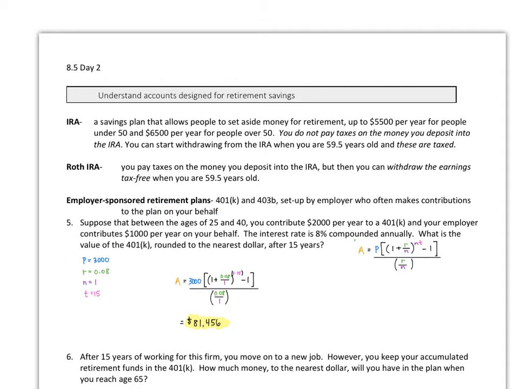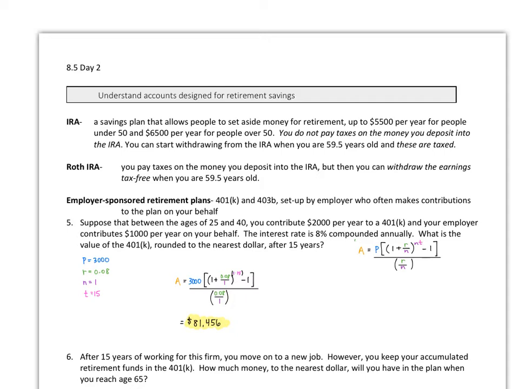Employer-sponsored retirement plans, those are like 401ks and 403bs, and they're set up by the employer who often make contributions to the plan on your behalf, typically with 401ks. Okay, so those are just different types of investments when you're looking into things.